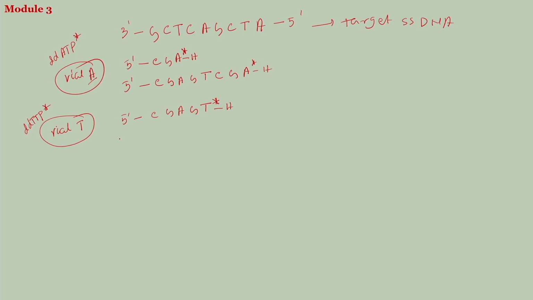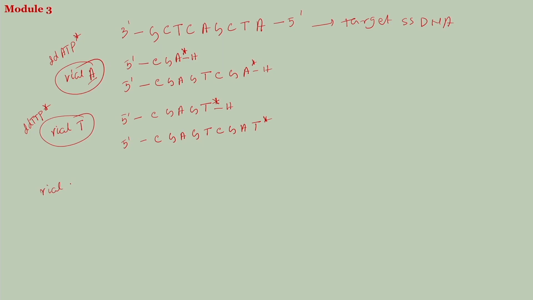Let us see if there is anything else. Yeah, the last one, C G A G T C G A, and the last one is T. So this will also show you the radioactive label.